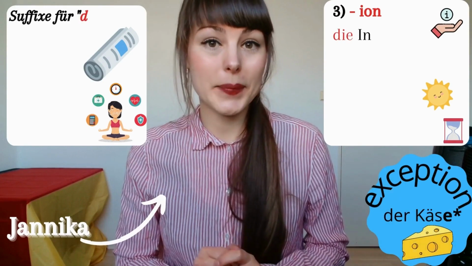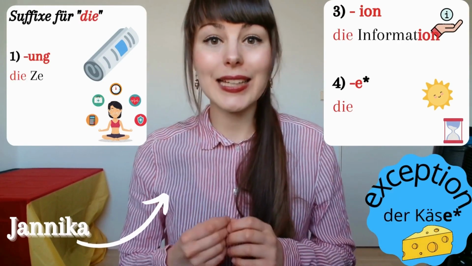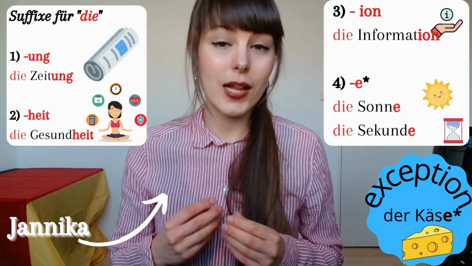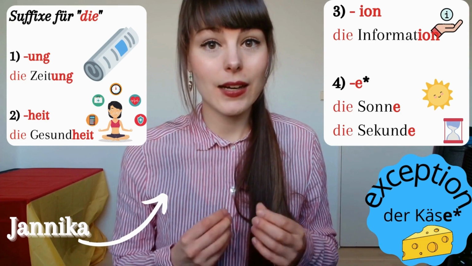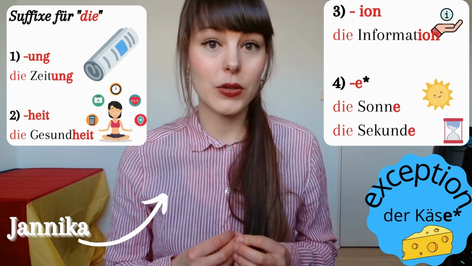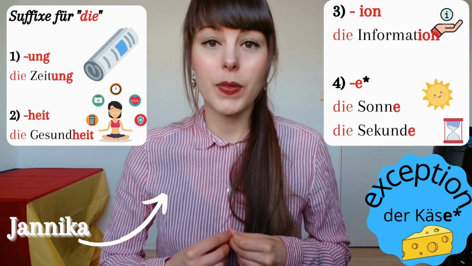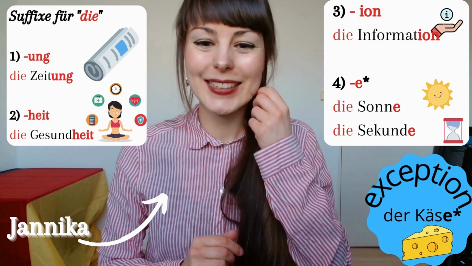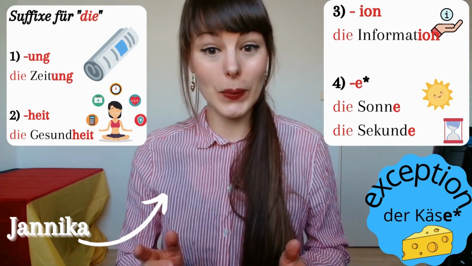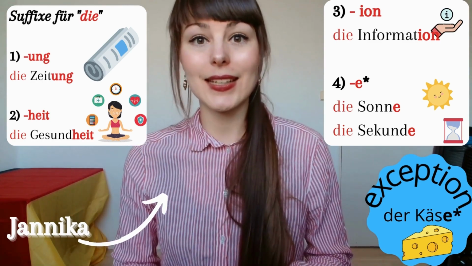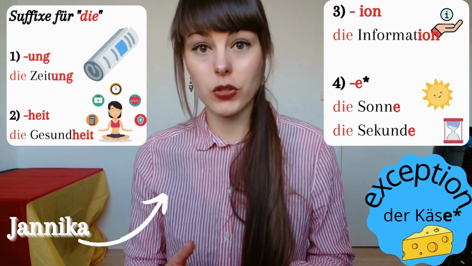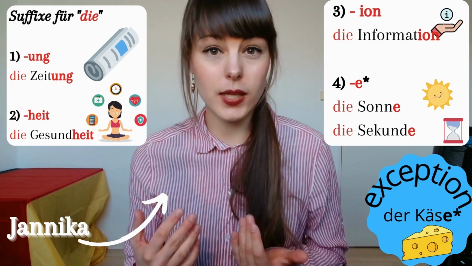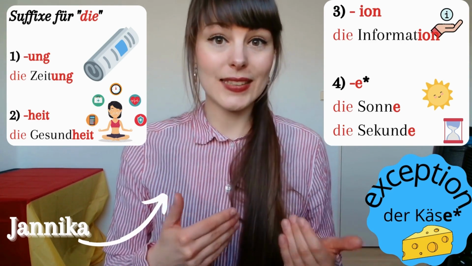So in part number 1 for die, I'd like to explain to you suffixes which help us to define a noun which is female. So let's start. The first suffix is ung. Example: die Zeitung, the journal. Ung is really productive in German, so you will often hear it, as in die Zeitung.